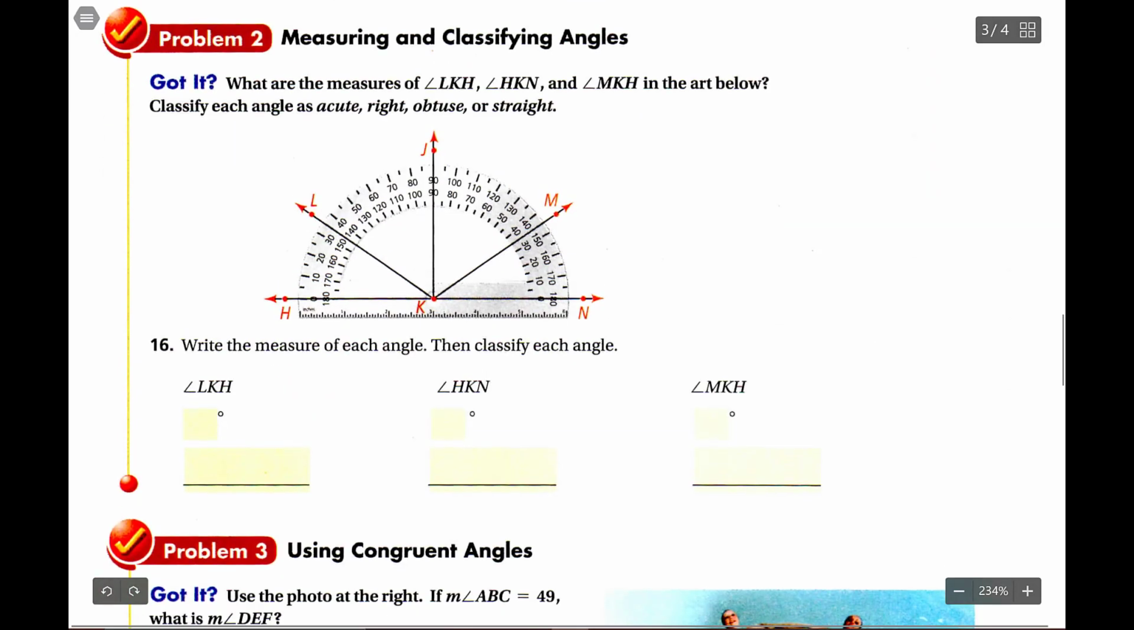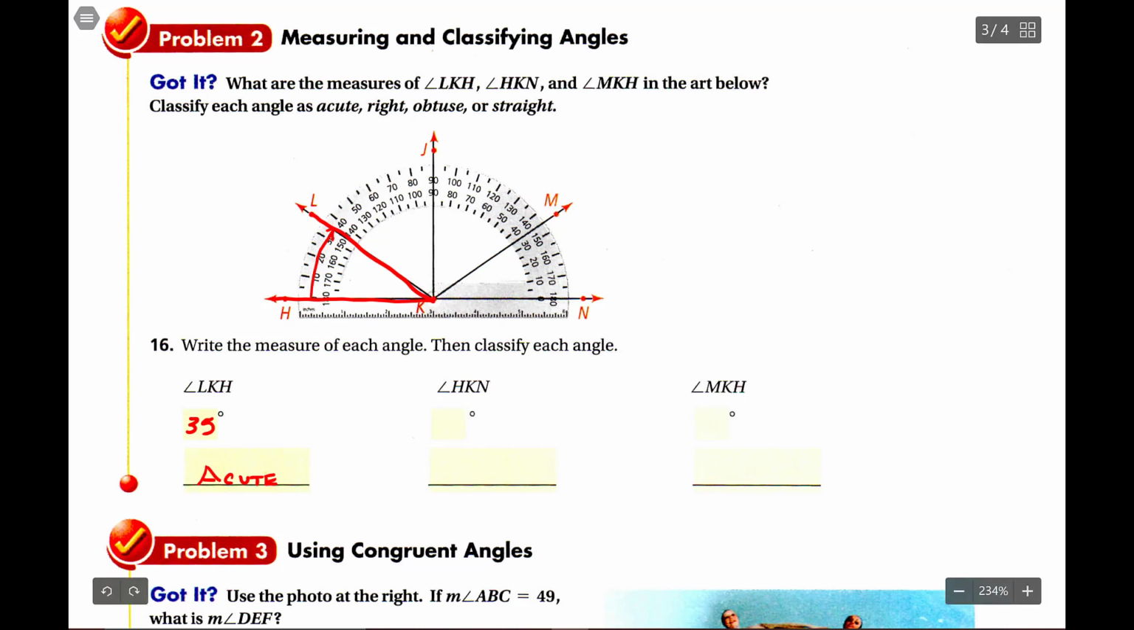All right, so measuring and classifying angles. What are the measures of angle LKH? So let's first highlight LKH. We go from L, K is our vertex, and then over here to H. So that angle is indicated. It goes from 0 up to this point on the protractor, which would be 35 degrees. And if it's 35 degrees, that's less than 90, so that makes it an acute angle.